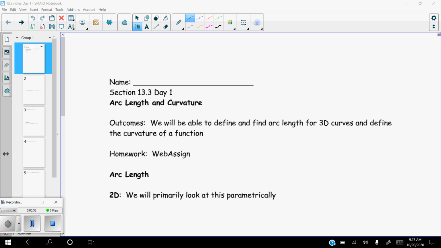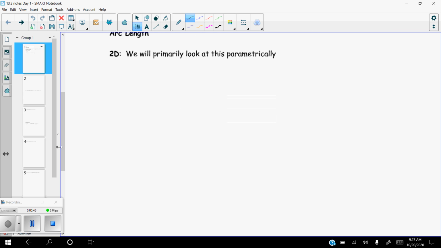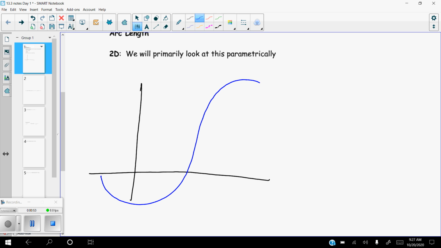So let's start off with back in 2 dimensions arc length. This is something that we have done before. So we'll do a real quick recap of what arc length is in 2 dimensions. So we're going to have some kind of a curve, whatever that curve is. Maybe it looks something like that.